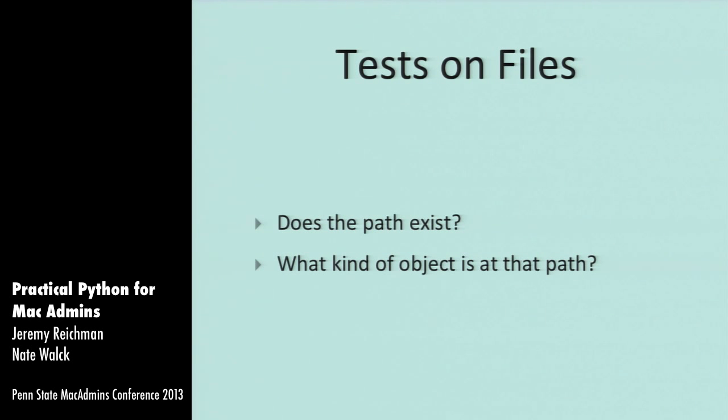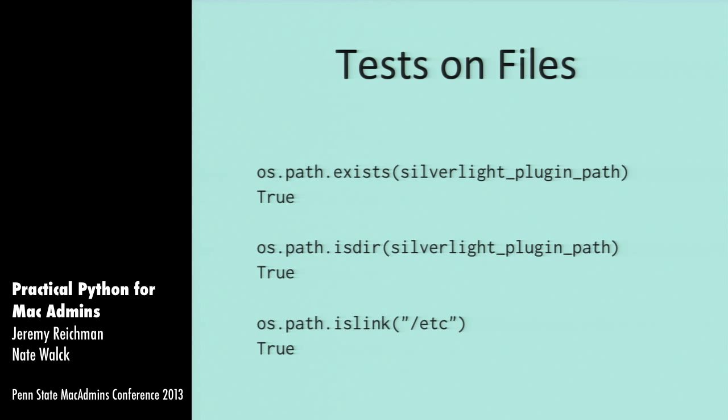So I'm going to test files, because, you know, they test me. Does a path exist? What kind of object is it, that path? We do that a lot. We do, you know, if square bracket dash F or dash D in Bash. So does a path exist? That's os.path.exists. Are you seeing a trend here with this os.path thing? So os.path.exists. I'm operating on that path, the Silverlight plugin path.